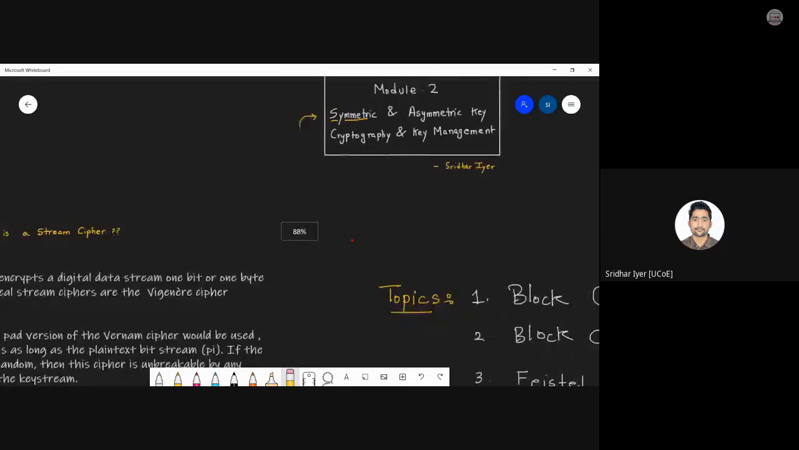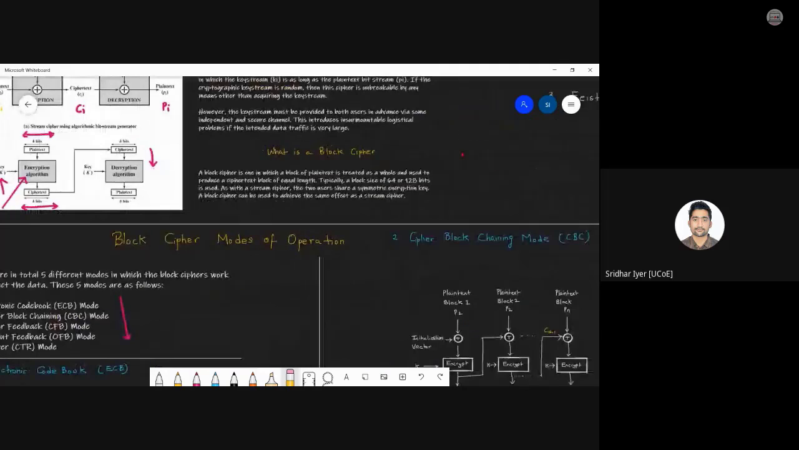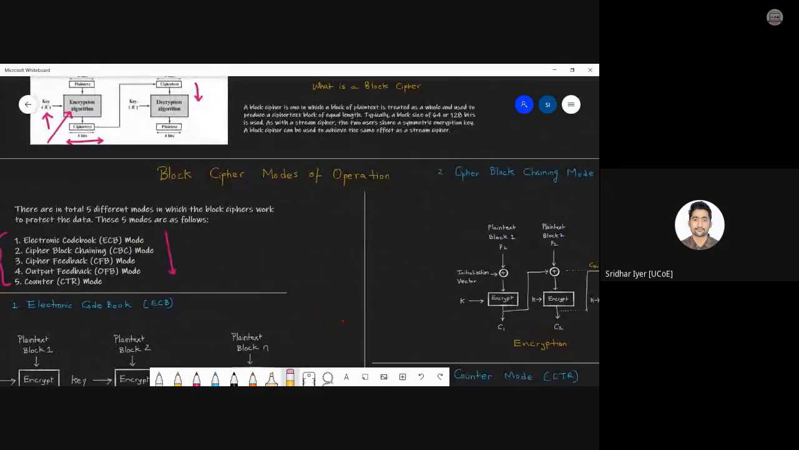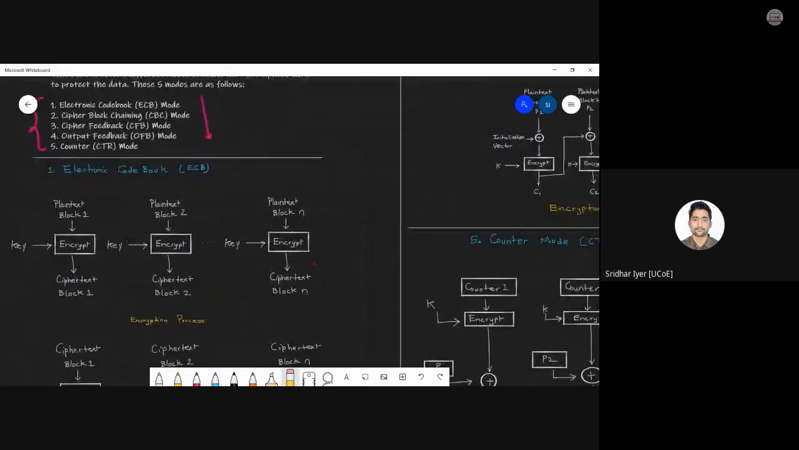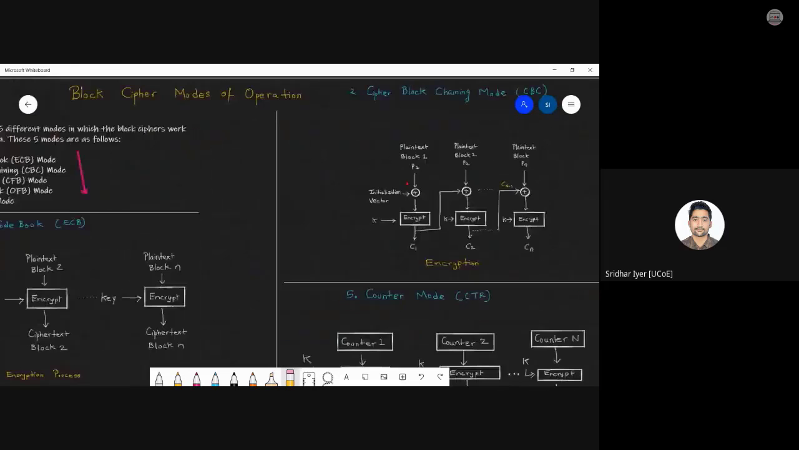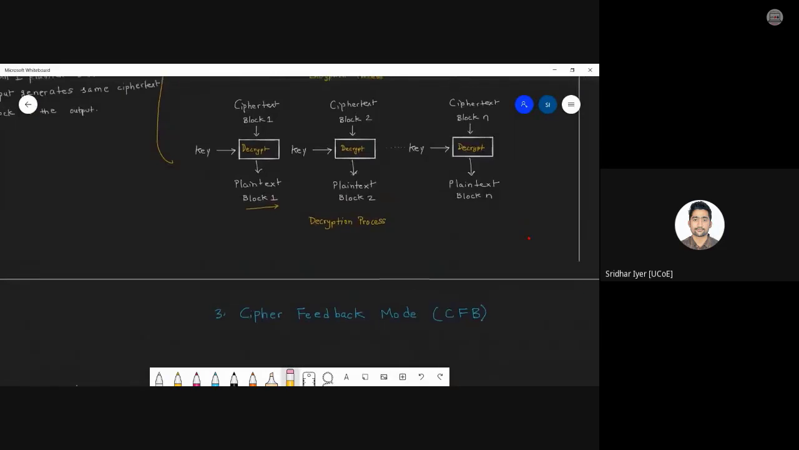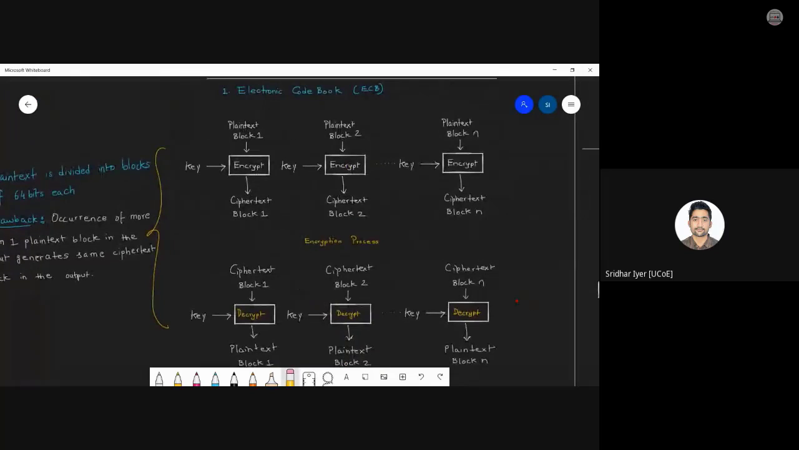We started off with what exactly is the electronic code book, that is ECB. Then we saw what is CBC, that is cipher block chaining mode. And finally, the third type, that is cipher feedback mode. So I will quickly revise the first three modes once again, just to recap what we had done yesterday.